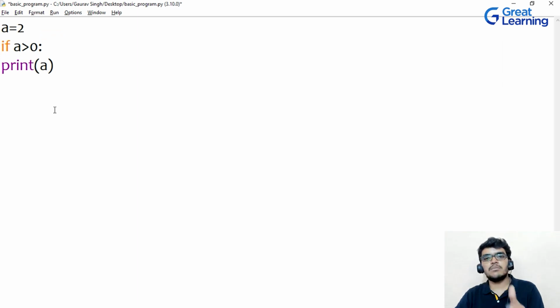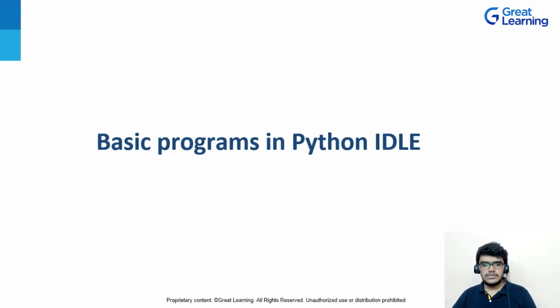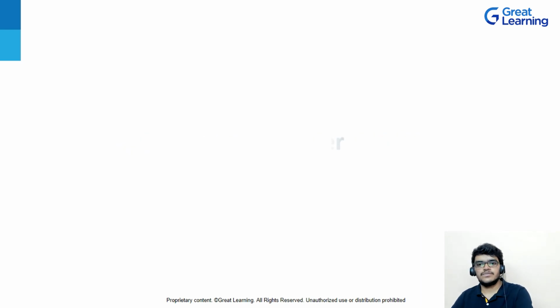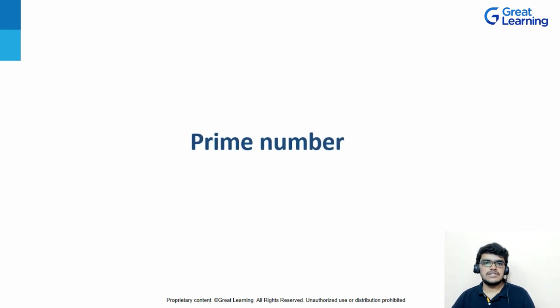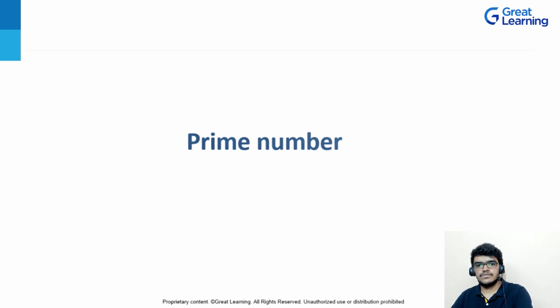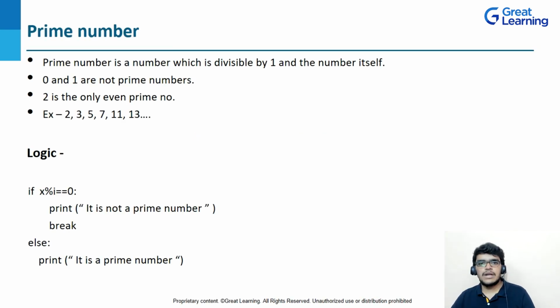So basically this is the basic idea about the menus. Now let's see some basic programs in Python. Let's start with prime number. So what is a prime number? A prime number is a number which is divisible by 1 and the number itself. Now let's take an example. I'm taking the example of 7.